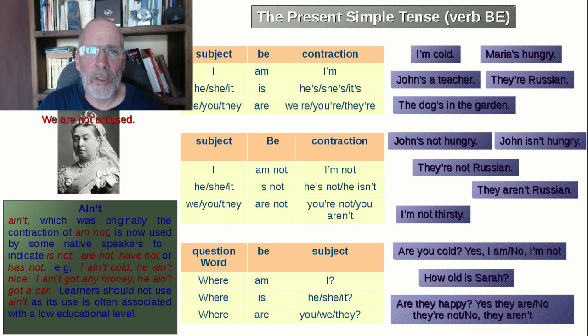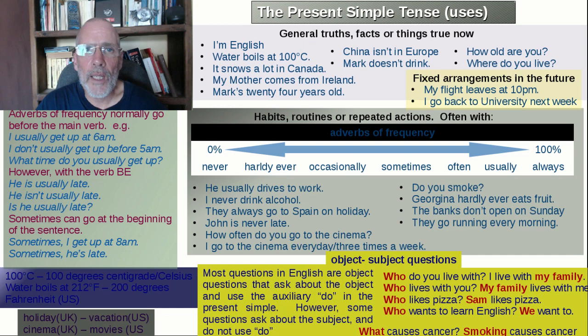Very good. So that's a summary of the verb be, which is different from the other verbs. We don't use do. It has three forms in the present simple. We don't use the auxiliary do in the negative. So let's continue with the main uses of the present simple tense.